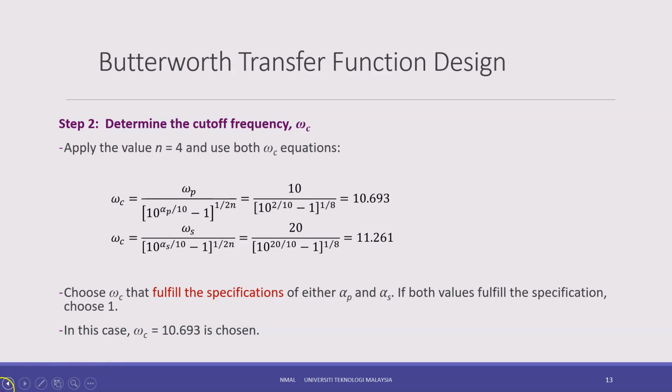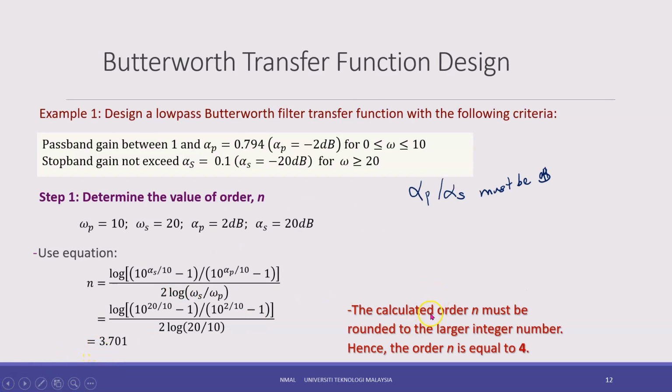So this is very important for you to know. The calculated order n must be rounded to the larger integer number. So in this case, we round to 4. It doesn't matter what the value of n that you calculated is. For example, if you calculated n is equal to 3.2, you should not round this number to 3. You should round this number to the larger integer number, so n will be 4. Don't round it to 3 or to 3.5. It should be an integer and should be larger than 3.2, which is 4.